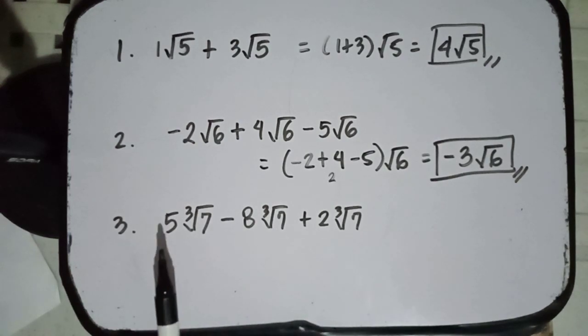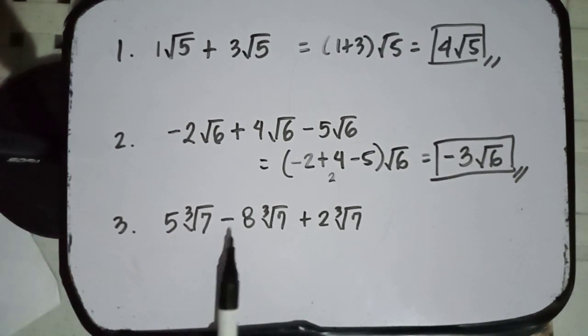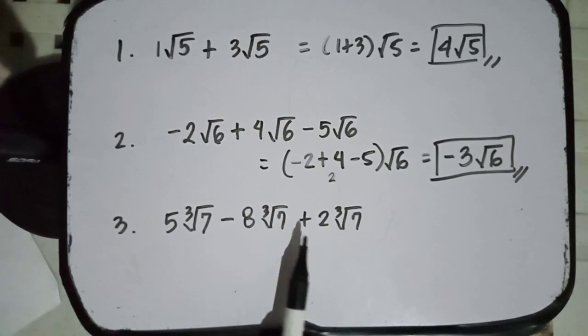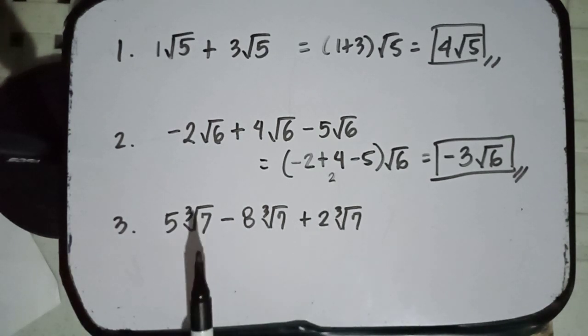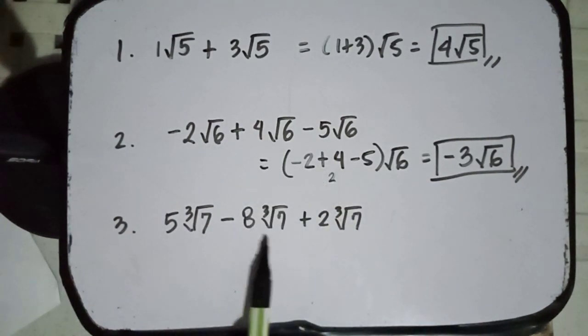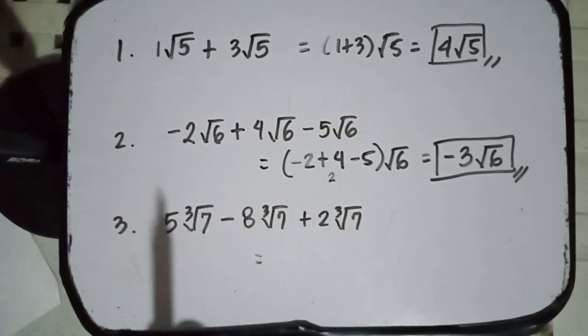And then for this one, we have 5 cube root of 7 minus 8 cube root of 7 plus 2 cube root of 7. They have the same radicands, and their indices are also the same. So, they are like radicals. So, we can combine these radicals into a single radical.